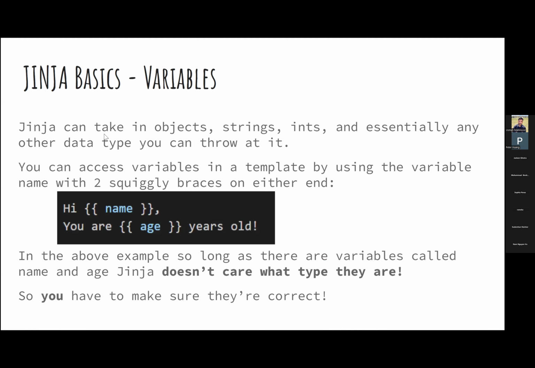Looking at the variables, Jinja can take an object, strings, integers, and essentially any other type of data that you want to throw at it. And you can access the variables in the template by using the variable name with 2 squiggly braces on either end. So you have 2 squiggly here, 2 squiggly here, and your variable that you're looking for. In the above example, so long as there are variables called name and age, Jinja doesn't care what type they are. So you have to make sure that they are correct.